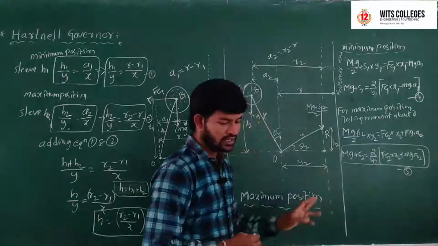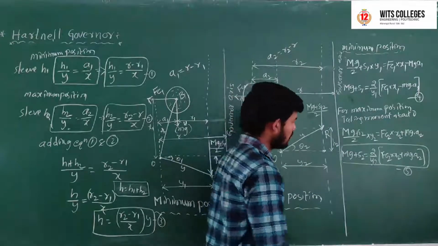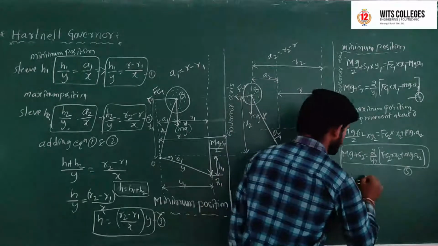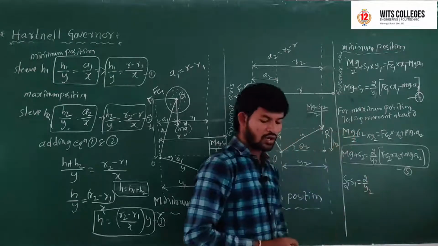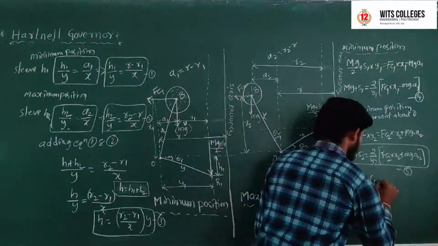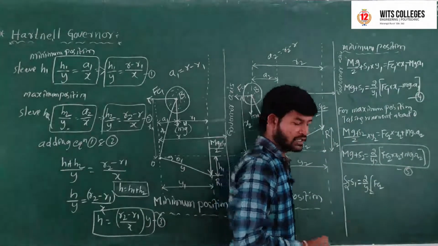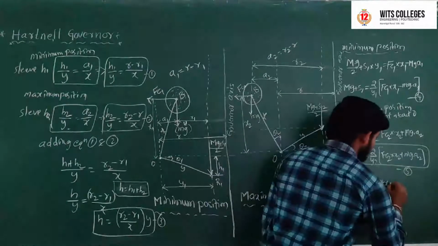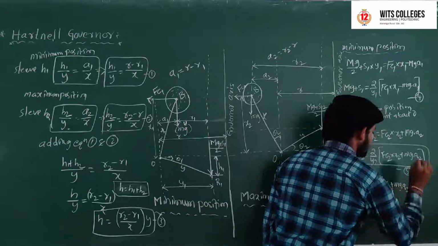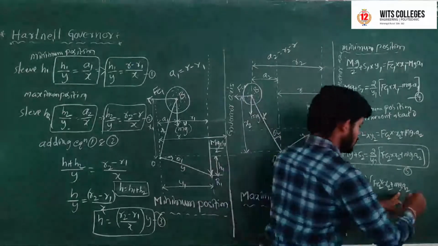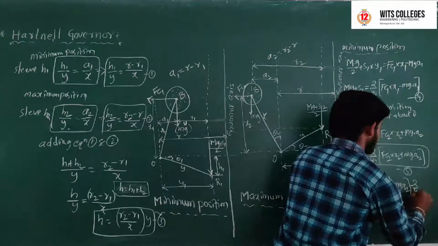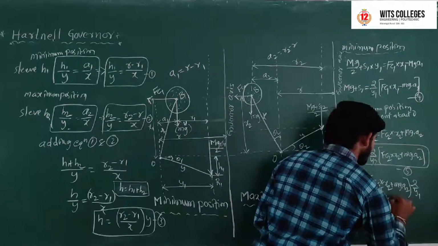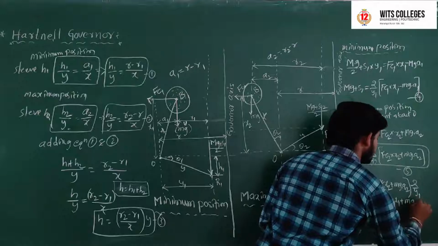Okay, subtracting equation 4 from equation 5, we get the value of s2 minus s1 equals 2 by y2 into fc2 into x2 minus mg a2, minus 2 by y1 into fc1 into x1 minus mg a2.